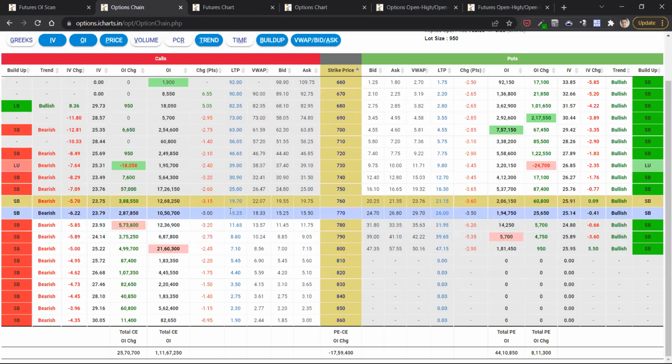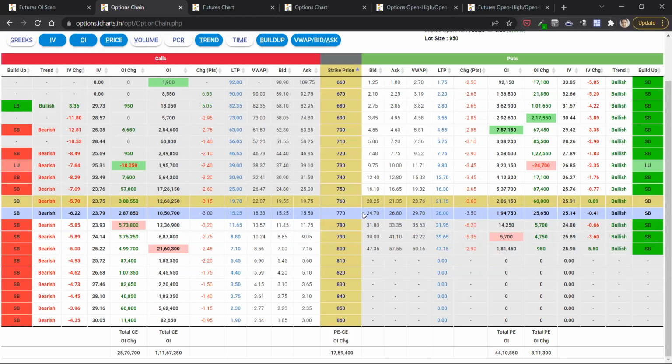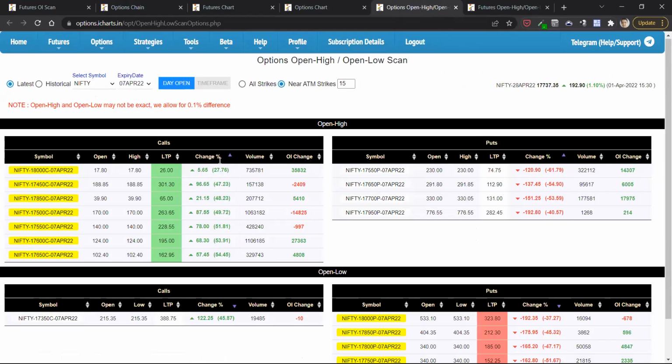So until both sides become bearish or both sides bullish, price is not going to move significantly. There is no trend. Okay, let me go back and finish this options open high, open low.